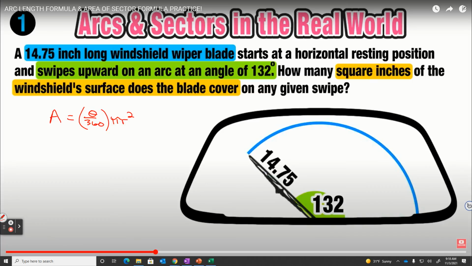Yeah, so how I would type it in: 132 divided by 360, and then times pi, and then parenthesis 14.75 squared like that. Yeah, I got 250.6.